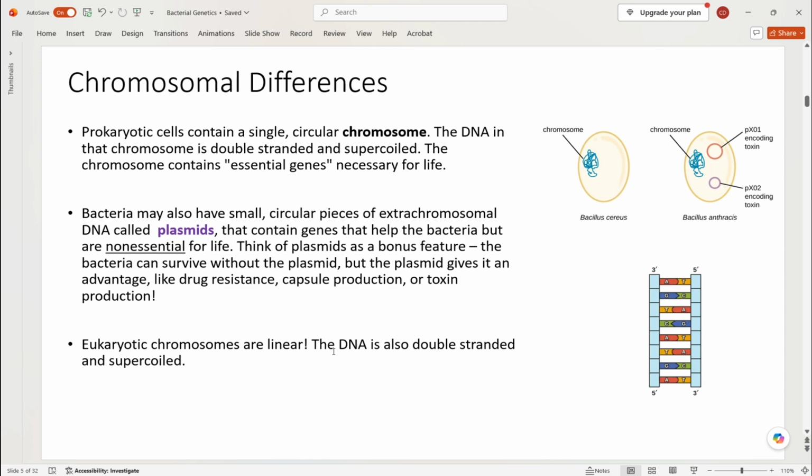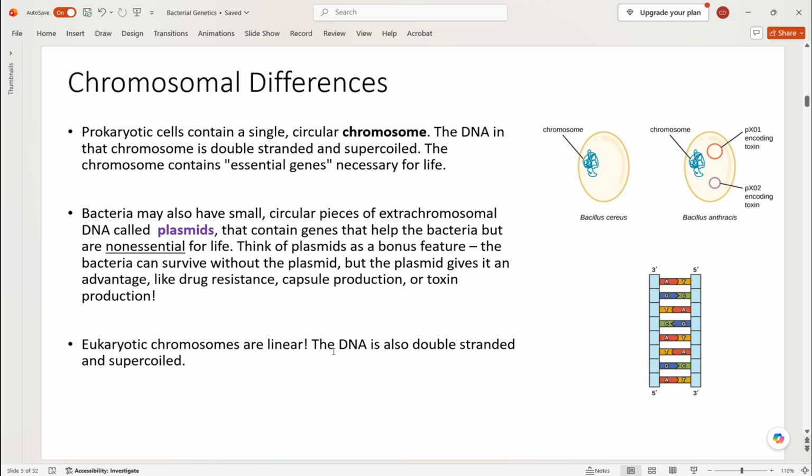But prokaryotic cells, and we're going to focus on bacteria, they have a single circular chromosome. And the DNA in that circular chromosome is double stranded and supercoiled. It's wound up really tight. And just like with eukaryotes, our chromosomes contain all the essential genes, everything that's needed for us to survive.